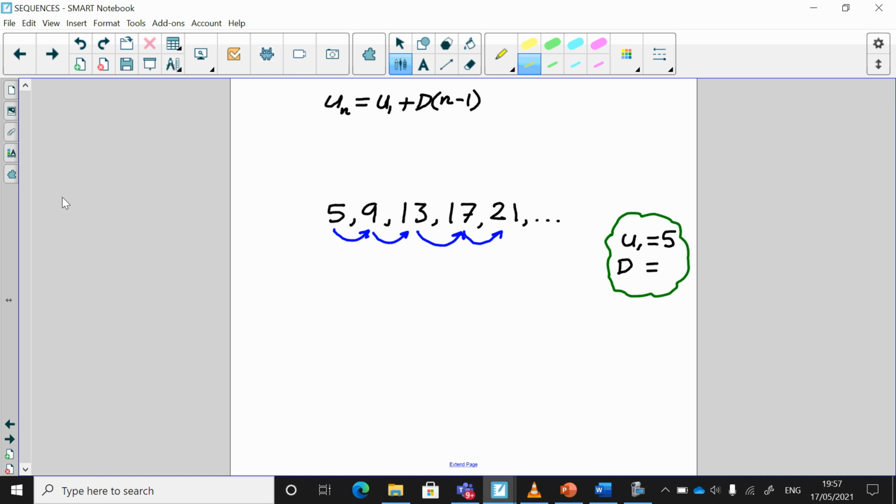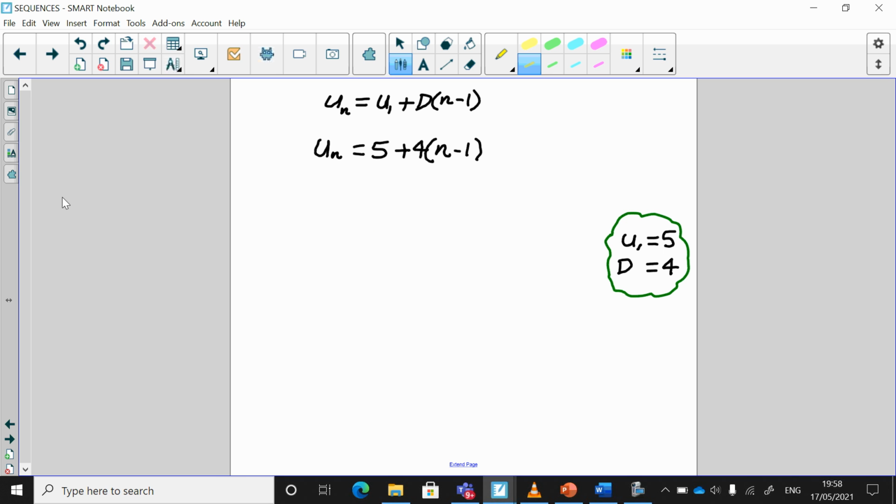So it looks like we're increasing by a certain amount, positive 4. That's what D is, positive 4. I don't need to put a positive next to the 4 there, because your calculator wouldn't give you that. Right. Put the numbers in there, and let's multiply out the bracket. 4 times n and 4 times negative 1. I should have said positive 4.